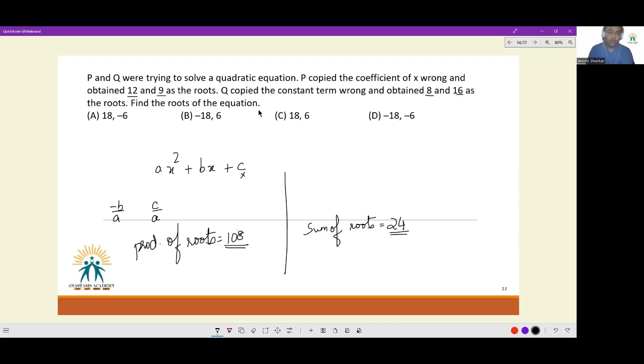For which option? Find the roots of the equation. See, two numbers that add up to 24. This doesn't add up to 24. This doesn't add up to 24. This doesn't add up to 24. This is the only one that adds up to 24. So this should be the answer.